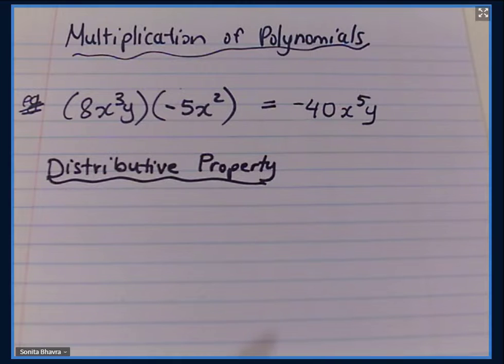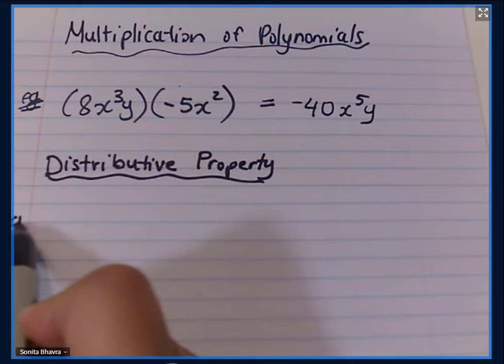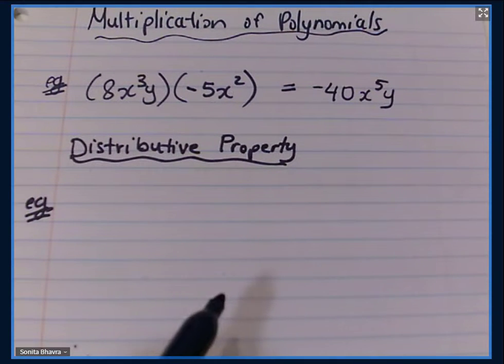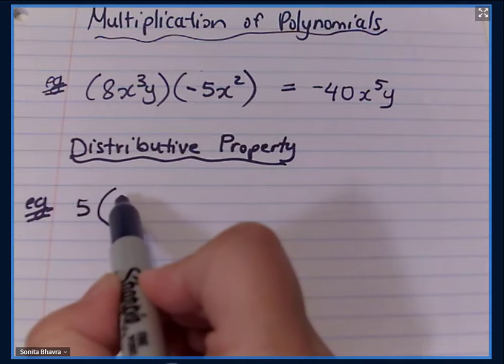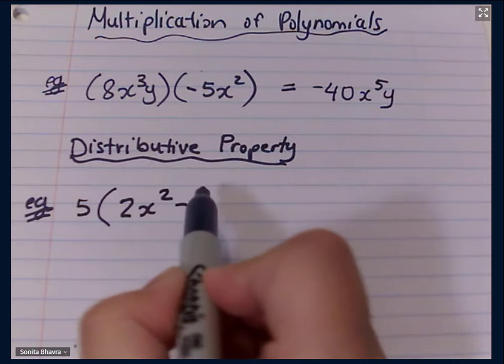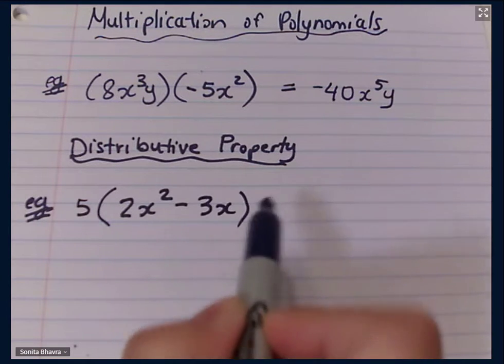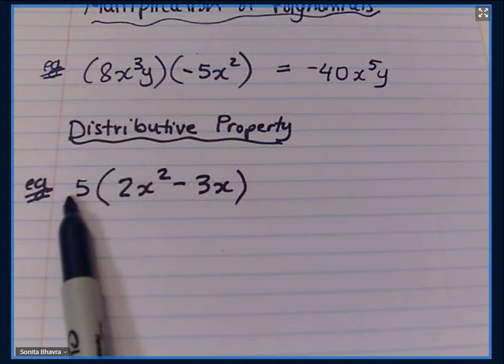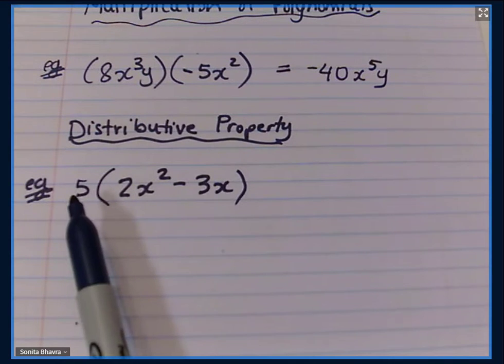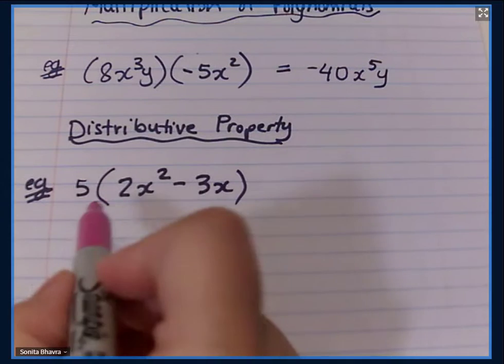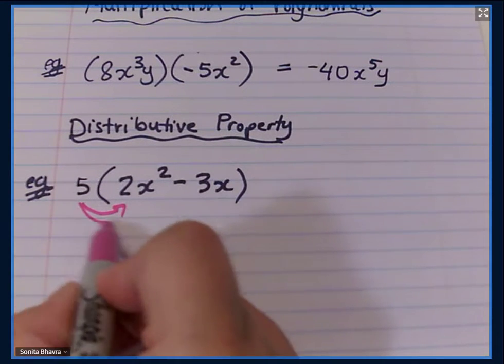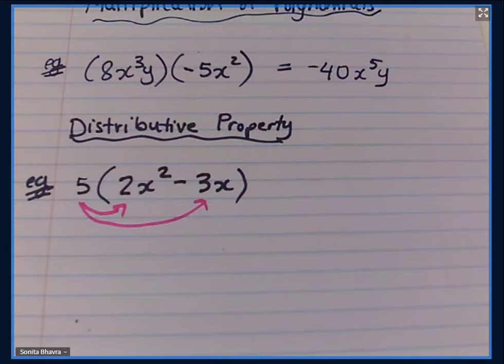All right, so this is the first method we're looking at, and our first example is something you guys have already seen when we were doing addition and subtraction of polynomials, if we have something like this. When we have a number in front of a bracket, we know that we multiply this number to everything inside the bracket. So this 5, we would multiply with the 2x squared, and that 5 we would multiply with that negative 3x.